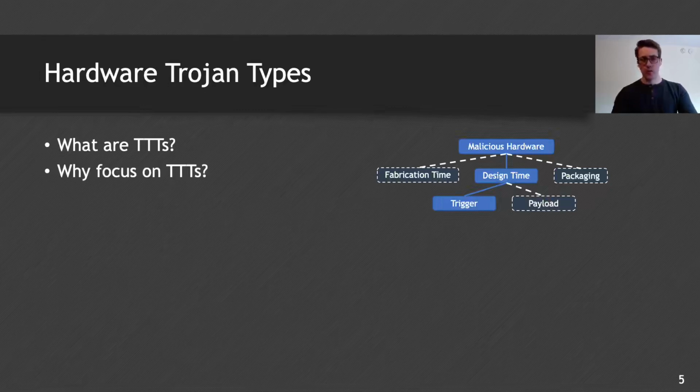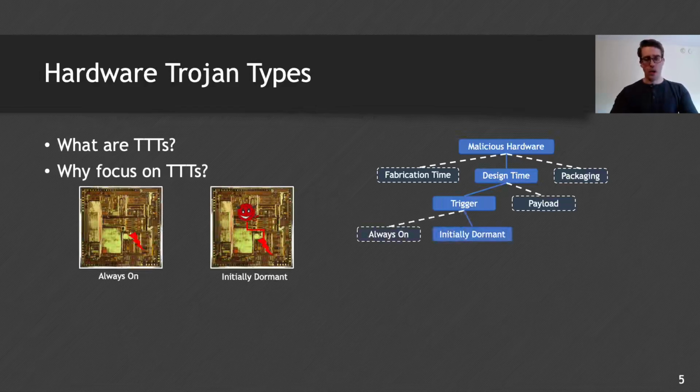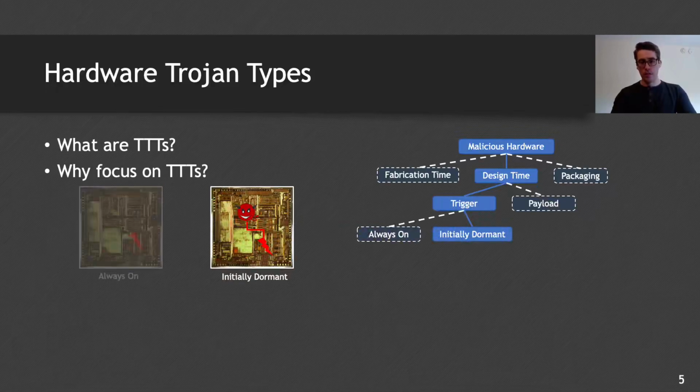Alternatively, the payload is the portion of the Trojan that manipulates the victim circuit upon being signaled by the Trojan. Since the payload is usually specific to the victim circuit where the Trojan is implanted, we choose to further classify Trojans based on their trigger, for which there are two types, always on and initially dormant. Since always on triggers are often easily detected during verification testing, since they lack any triggering mechanism at all, we focus on the most stealthy Trojan triggers, those that are initially dormant.